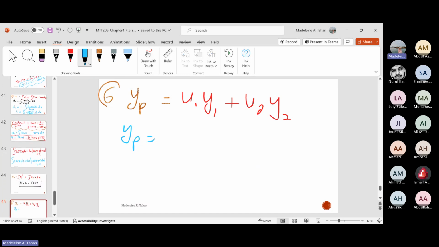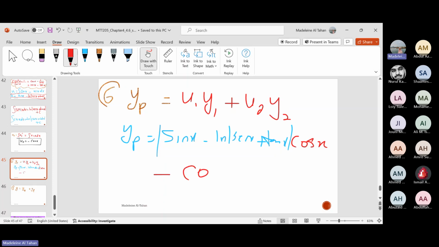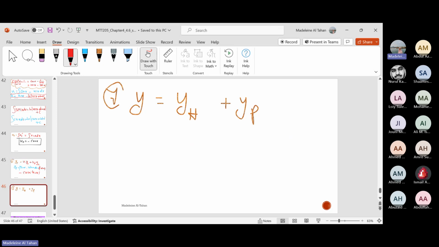So this one, u1, is equal to sine x minus ln of secant x plus tan x, multiplied by cosine, right? Cosine x plus u2. What was u2? Minus cosine x multiplied by sine x. And then we will copy them again here.